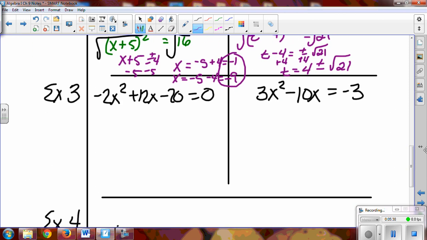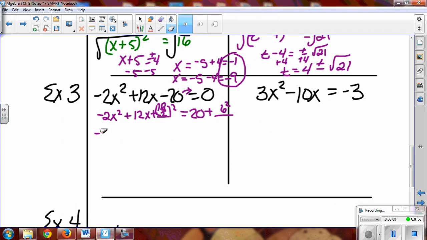Example 3 says solving ax squared plus bx equals c by completing the square. So again, we have to take the 20 across. We get negative 2x squared plus 12x plus something is equal to 20 plus something, because I added this over. 12 divided by 2, so that'll be 6 squared.